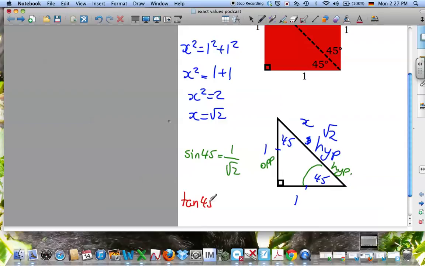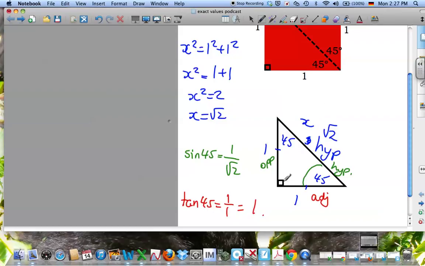So tan 45, again, I can start with this angle here. That's the opposite. This is going to be the adjacent. And opposite over adjacent, 1 over 1 is 1. Okay, and I could do the same to find cos with the same process.